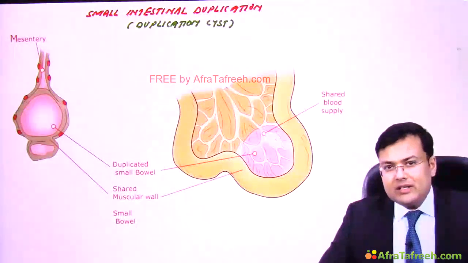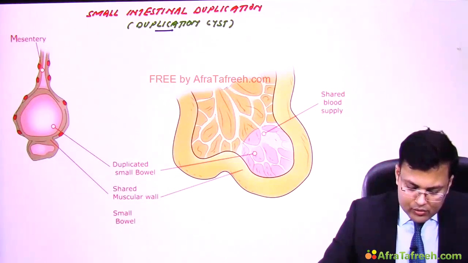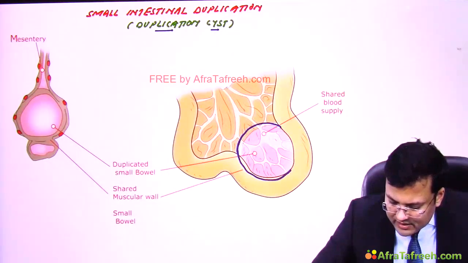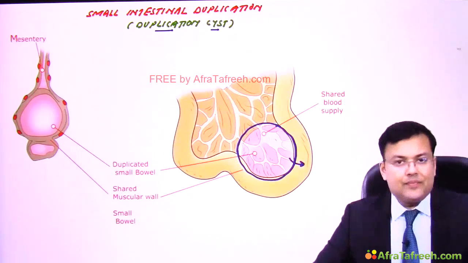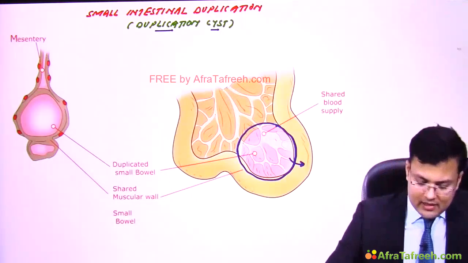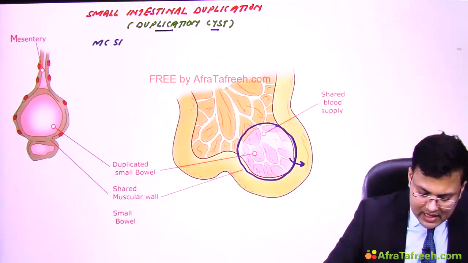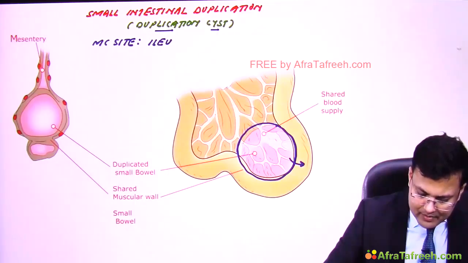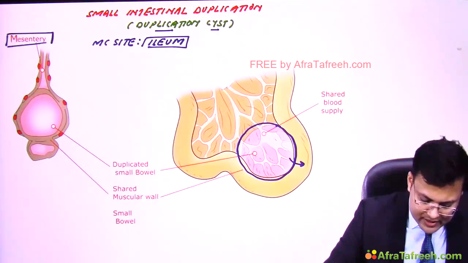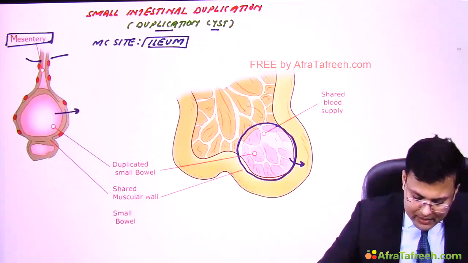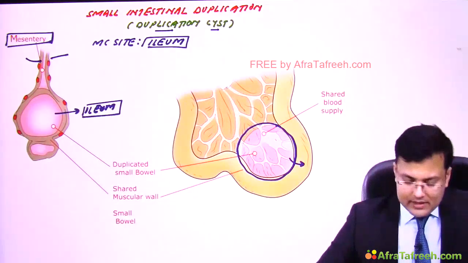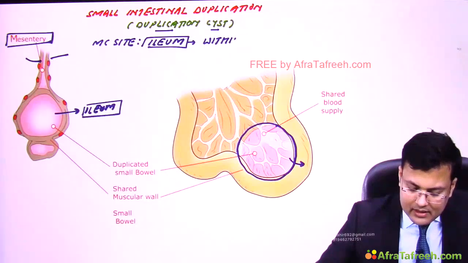Now we are going to discuss small intestinal duplication, and what is the other name? It is also known as duplication cyst. So what are these duplication cysts? These are mucosa lined structures in relation to or in continuity with GIT. What is the most common site? You can see the most common site is ileum. And generally where exactly? Within the layers of mesentery. So can you see, this is the mesentery, these are the layers of mesentery, and this is the part of ileum. See the cut section? So this is the most common site, ileum within the layers of mesentery.